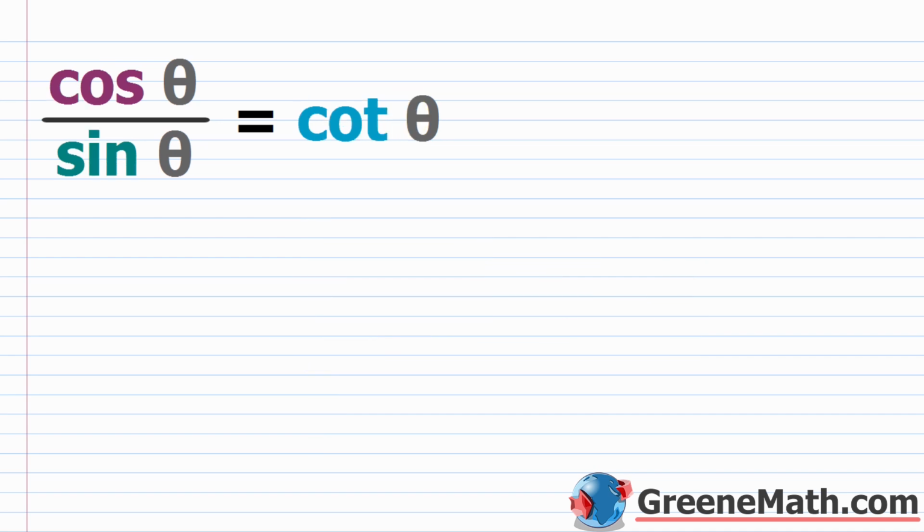So the other one is the cosine of theta over the sine of theta gives you the cotangent of theta. Well, before you even do this, remember, the tangent of theta, okay, which is y over x, and the cotangent of theta, which is x over y, those guys are reciprocals.